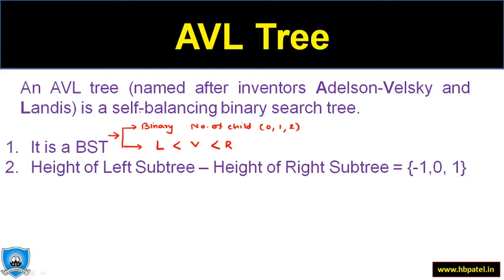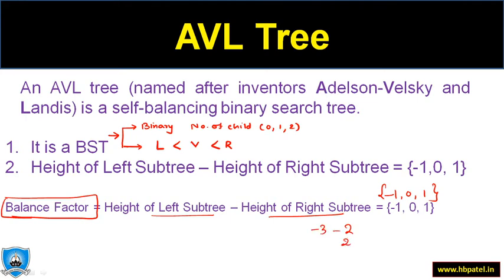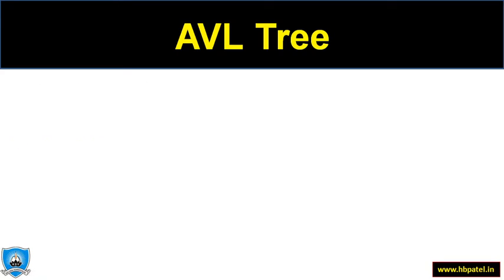And the balancing thing is the height of the left subtree minus the height of the right subtree. The difference should be either -1, 0 or 1. This is what we call the balance factor. So the balance factor is the height of the left subtree minus the height of the right subtree, and it should be -1, 0 or 1. And if this is not the case, if the balance factor is -2 or 2 or -3 or 3, in that case we need to balance out the tree, right?